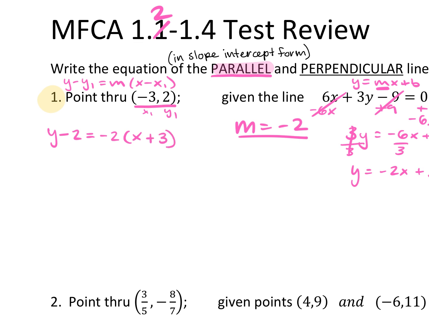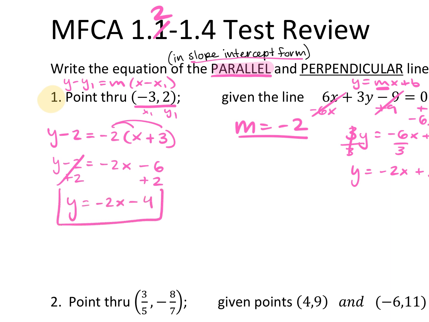Now this is point slope form. We started with point slope form since we were given the point and the slope. But how could I put this into slope-intercept form? Awesome. Let's distribute. We want to get it to be y equals all by itself. So we have negative 2x minus 6. Then what should we do? Add the 2. Let's move the 2 to the other side. So y equals negative 2x minus 4. So this would be our answer for the parallel part.